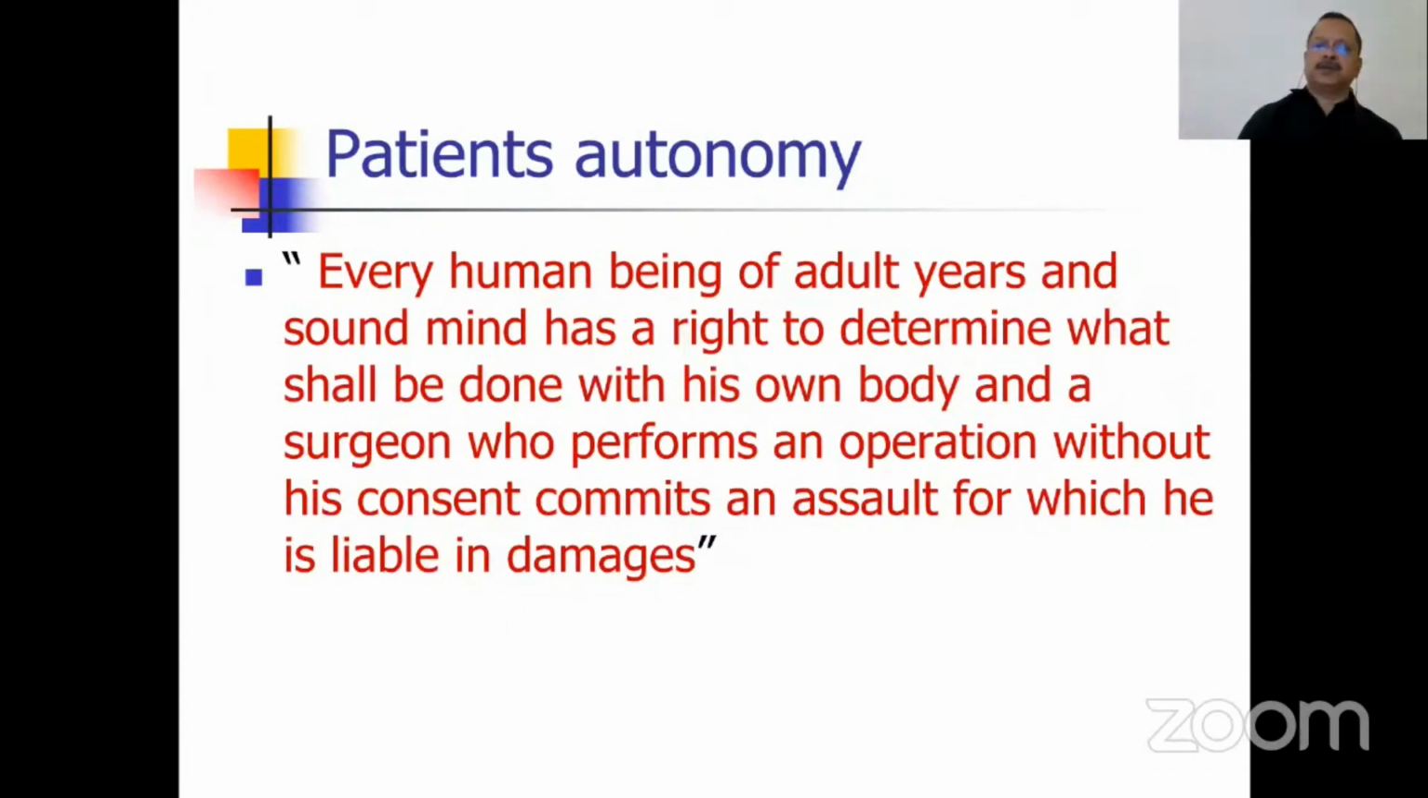And a surgeon who performs an operation without his consent commits an assault for which he is liable in damages. So assault is a crime. And somebody who's asked to pay damages is basically paying civil compensation. So when you're touching somebody or doing something without his consent or permission, you are committing a tort, a civil wrong, for which you will be asked to pay damages or compensation. But you'll also be committing the crime of assault.